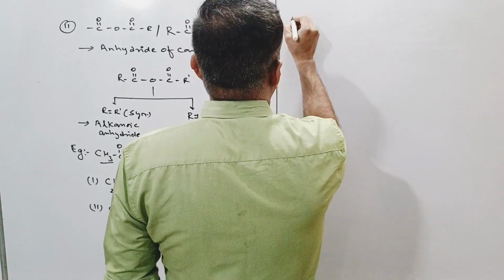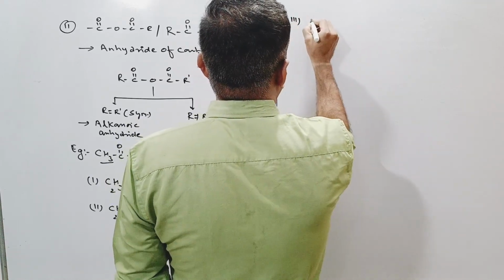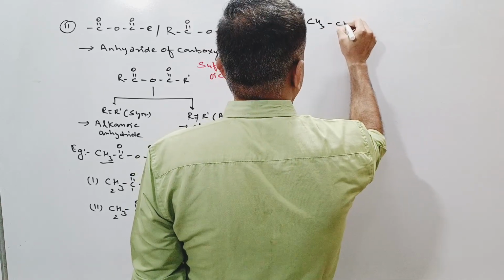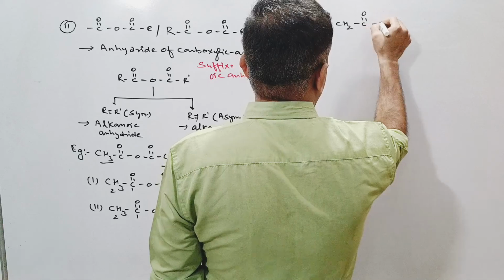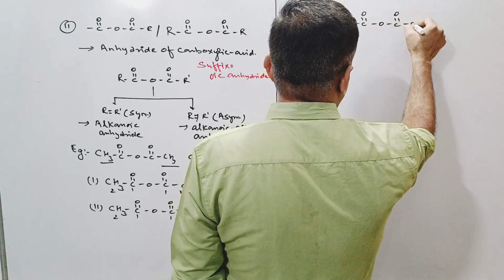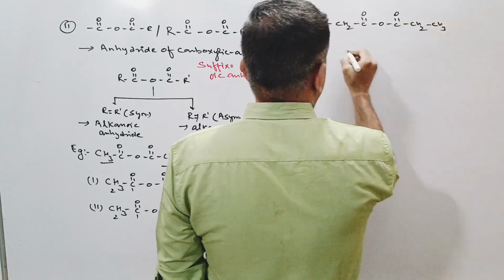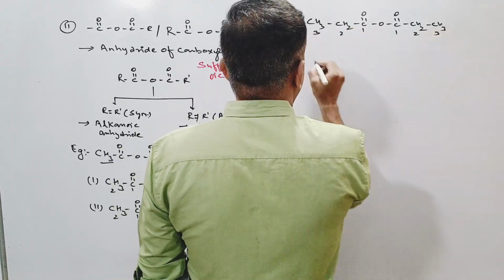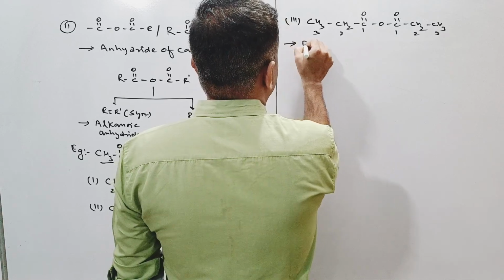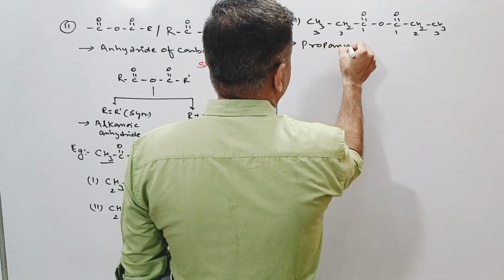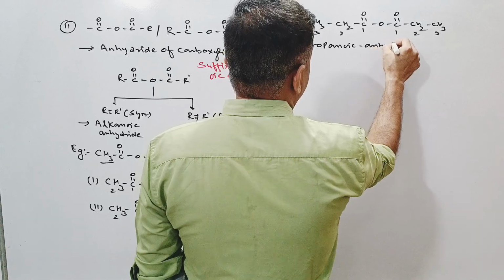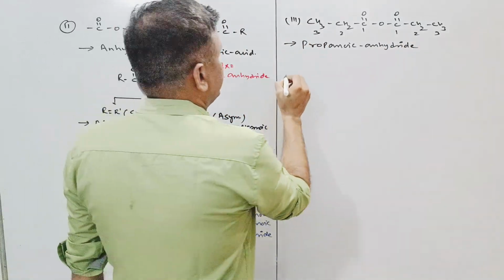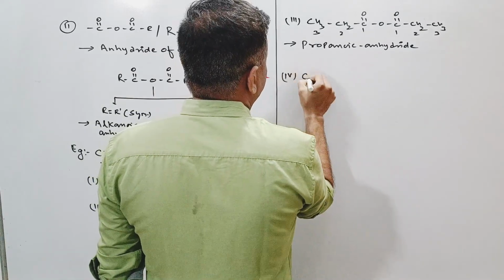This is the third compound. You can take CH3, this is CH2. This is your CO, O, CO and CH2, CH3. There are three carbons in both segments, so you will call it simply propanoic anhydride. Propanoic anhydride will be the name of the compound. If I go further, you can take as follows.